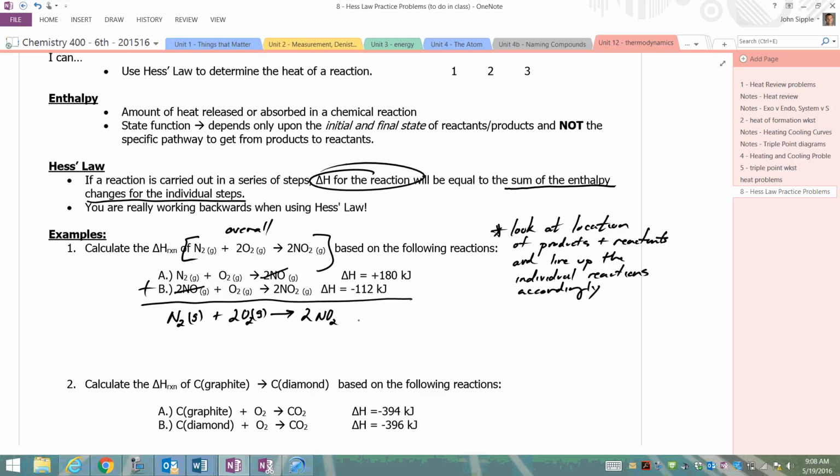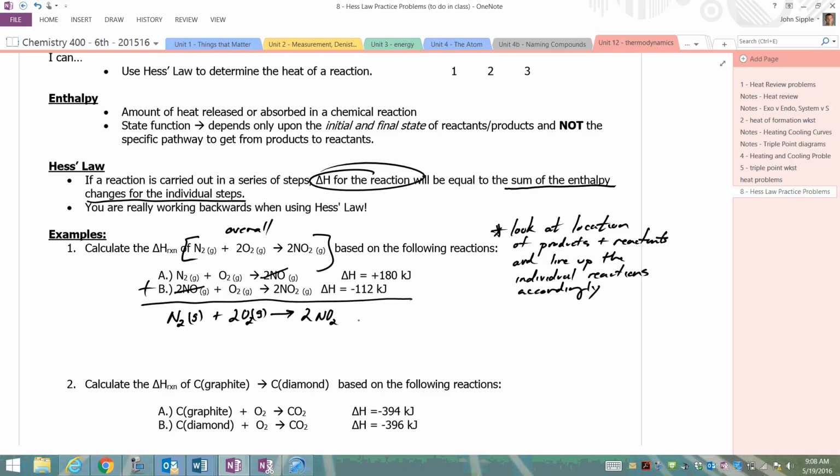So why wouldn't the twos cancel out? They're on the same side. They're both reactants, so they stay together. If they're on opposite sides, they would cancel. So we have the reactants together, we have the products together, so that's what we're left with.